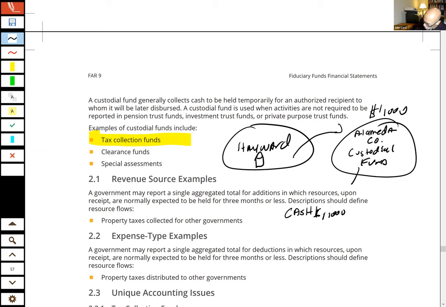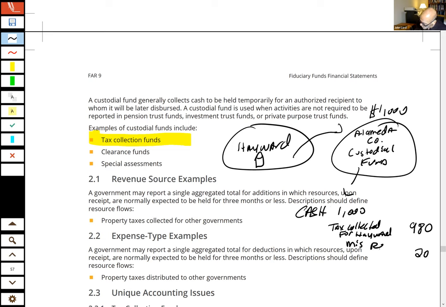So, debit cash for $1,000. And then they're going to credit an account called tax collected, or Hayward or other governments, whatever. But that is going to be reported on the income statement. And because the tax collection fund is going to get to keep some of this money, they'll credit, say, miscellaneous revenue. And that miscellaneous revenue will be available for them to pay any expenses associated with this activity of collecting money for the cities within the county borders.